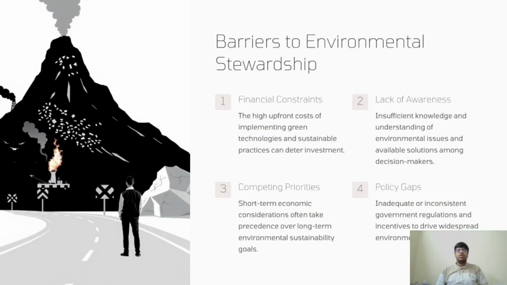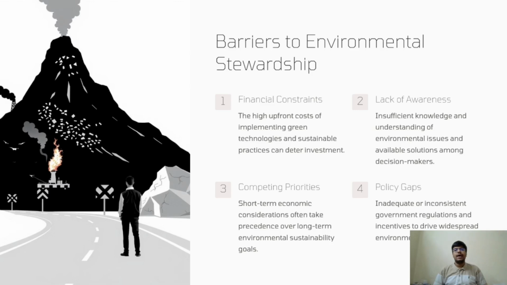Now we'll see some barriers which are affecting environmental stewardship. First one being the financial constraints. The implementation of any green technology or any sustainable practice requires a lot of funds to make it a successful process. But with the increasing economy, it doesn't mean that it's easy to maintain and implement such sustainable practices.